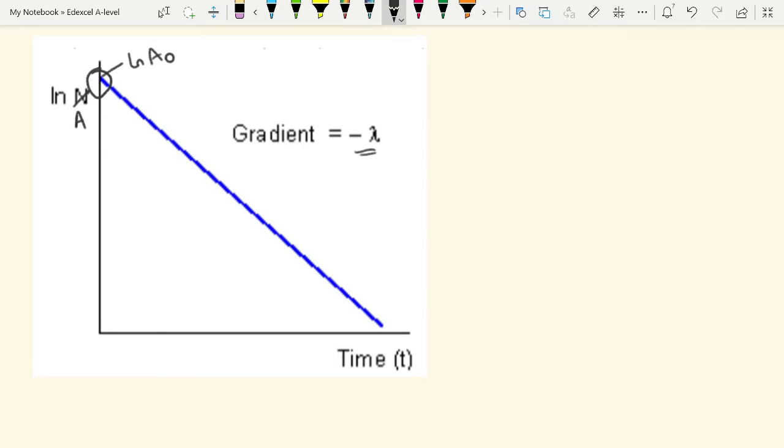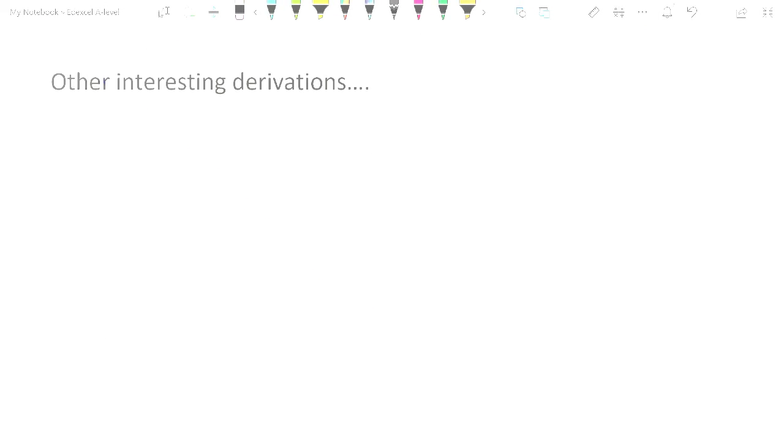You need to be comfortable working with natural logs, so make sure that you know how to take the natural logs of an equation like this. Let's have a look at some other interesting derivations that you can do with this.